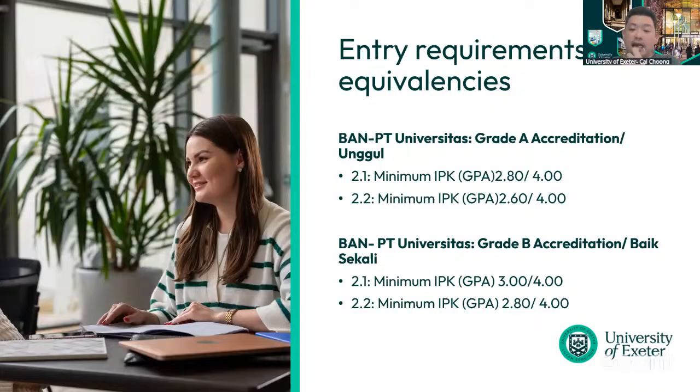So if you have an IPK of 2.8, it is somewhat equivalent to a 2-1 English UK qualification honors classification, 2.6 for a 2-2 minimum. That is what we are looking for in the IPK if you are from an A accreditation university. If you're from a B, if we ask for 2-1, we require students to have a minimum IPK of 3.0, or if it's a 2-2 minimum requirement for the program, the IPK will be 2.8 for the masters.